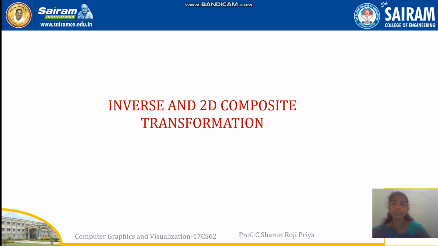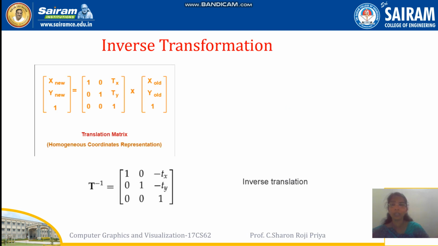Now we'll continue with inverse and 2D composite transformations. Right, we have learned the basic transformations like translation, rotation and scaling. Now in this video we learn the inverse transformation of those basic transformations. Right, you know the transformation matrix of translation. This is the translation matrix in homogeneous form.